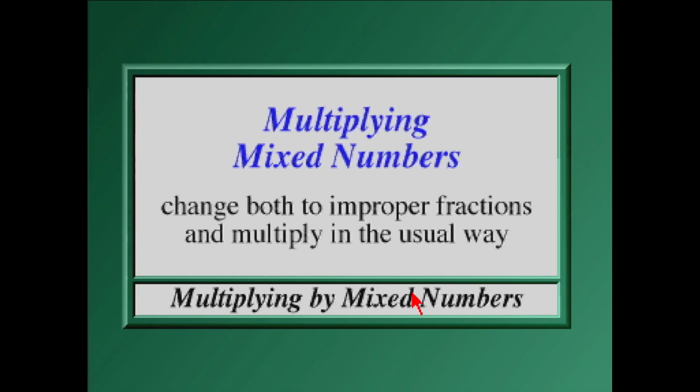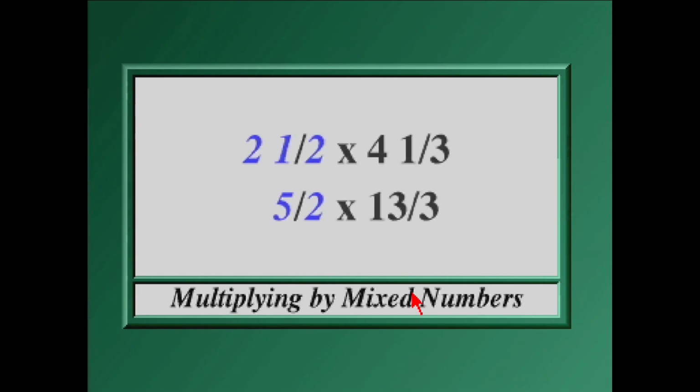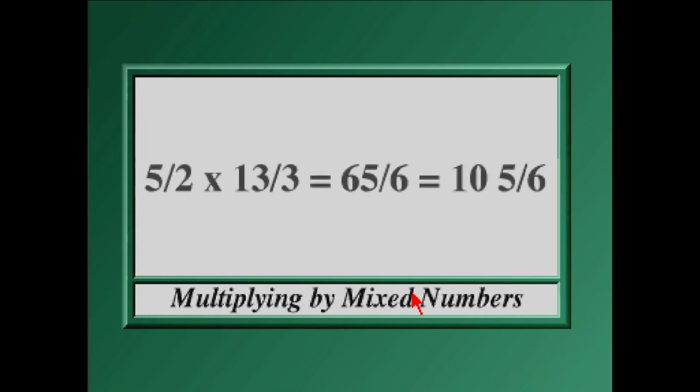To multiply two mixed numbers, change both to improper fractions and multiply in the usual way. For example, 2 and 1/2 times 4 and 1/3 is multiplied as follows. 2 and 1/2 becomes 5/2 and 4 and 1/3 becomes 13/3. 5/2 times 13/3 equals 5 times 13 over 2 times 3, or 65 over 6. Reduced, this becomes 10 and 5/6.